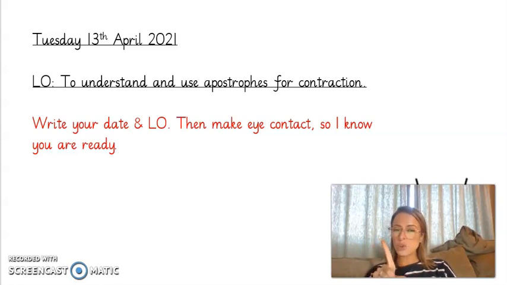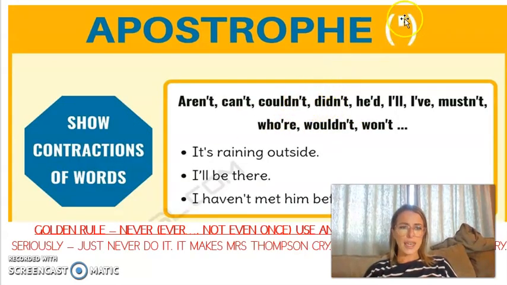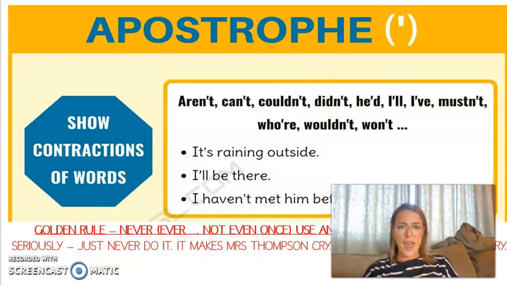There are a few simple rules that will help you always to get your apostrophe in the correct place. And we're going to learn one new rule every day this week. So today we are just going to be focusing on contractions. Contractions, and I'll explain what that means if you're not sure. So an apostrophe is this little punctuation mark here. It looks like a comma that kind of floats around in the air.